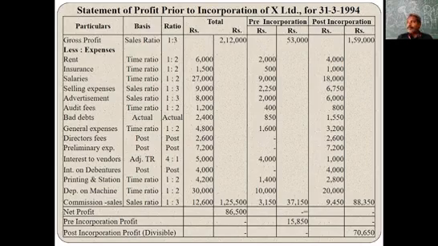Then we move to the post-incorporation period. The post-incorporation period total expenses is 88,350. It should be deducted from 1,59,000. We will get 70,650. That profit is called post-incorporation profit, or divisible profit. That's it.